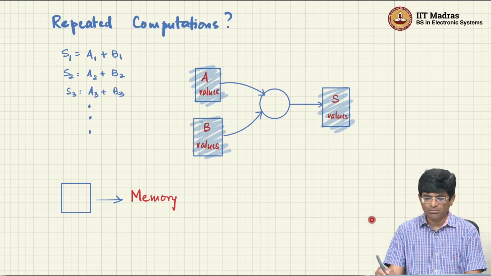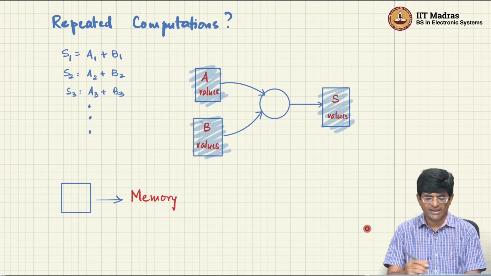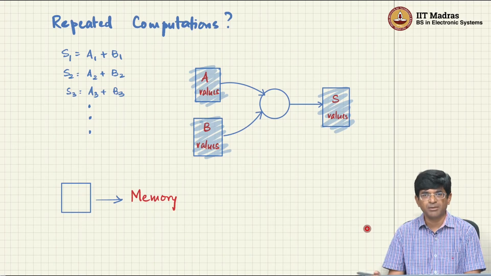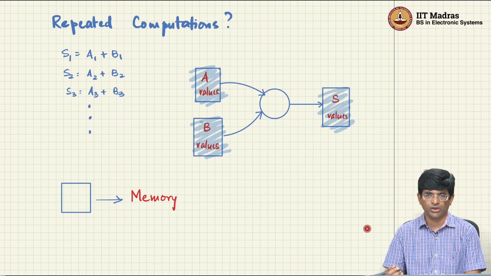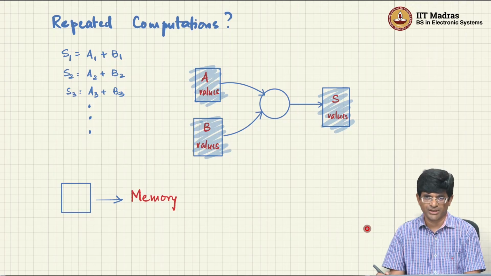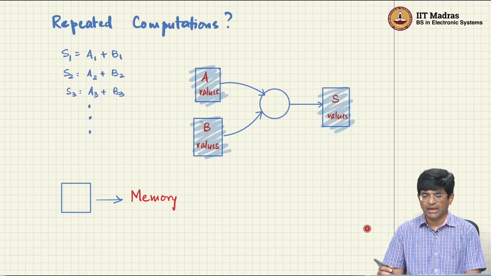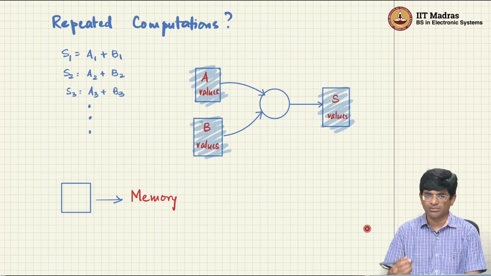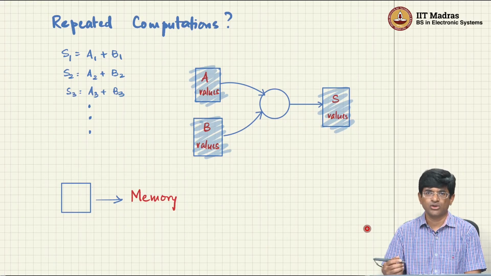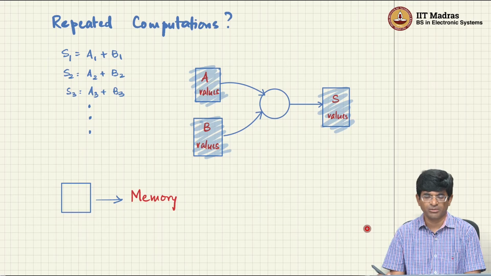So these blocks that we have over here, these rectangle blocks, I'm going to refer to them as memory. And this concept of memory is very important. Right now, all that I care about is it's a place where I can store some information. What I'm assuming over here is all the A values are stored in some kind of memory, all the B values are stored in some other kind of memory, and the results, once I obtain them, are also stored into another kind of memory.